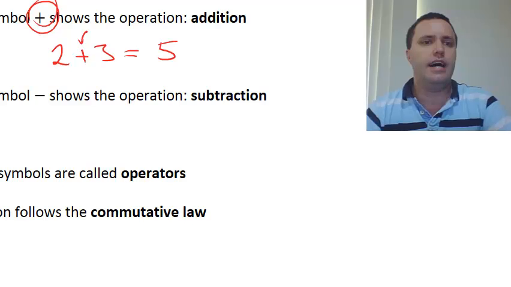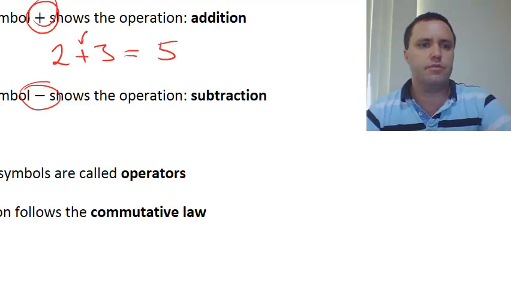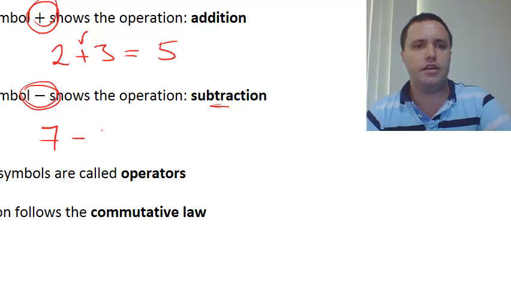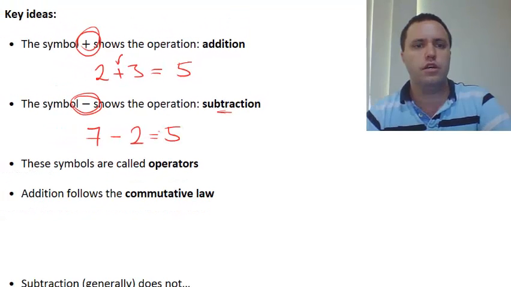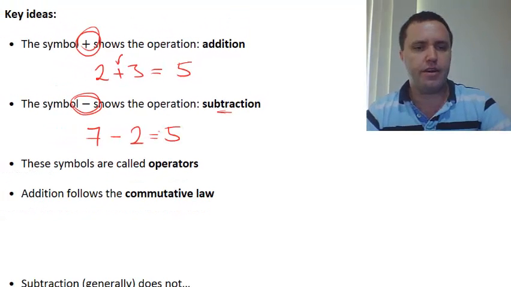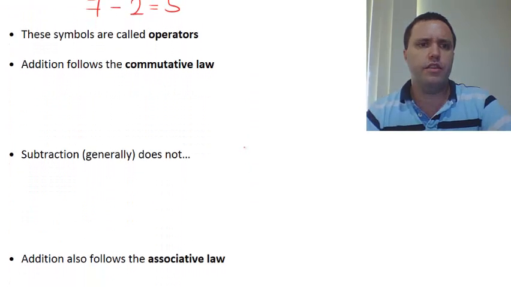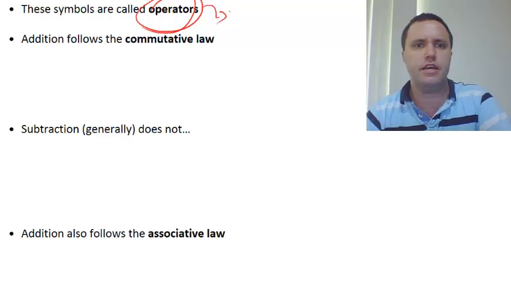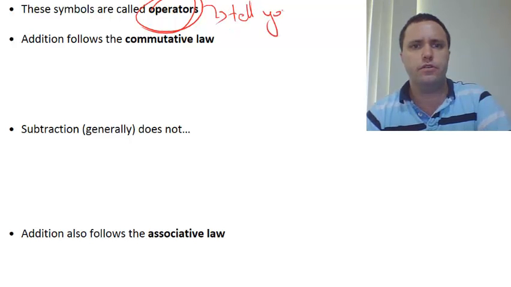Ta-da! Right, the minus symbol, this little dash, shows the operation subtraction, okay? That's where we take away a value. It shows the difference between two numbers. So maybe 7 take 2 is also 5. As I said before, these symbols are called operators. They tell you to do something.